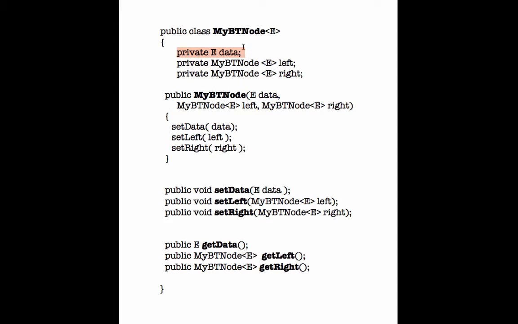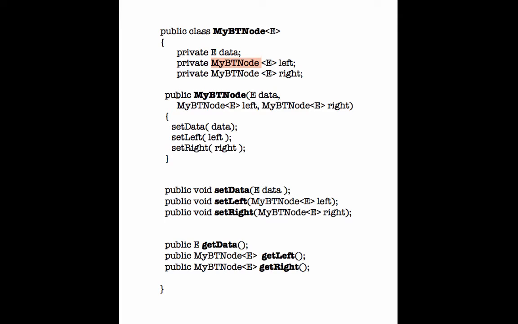You remember the myNode class in the linked list has only one reference called next. Here we're going to have two references. One we call it left and one we call it right. Left for the left child, right for the right child. And both of them are recursive definitions because both of them are references to something that we call myBtNode.